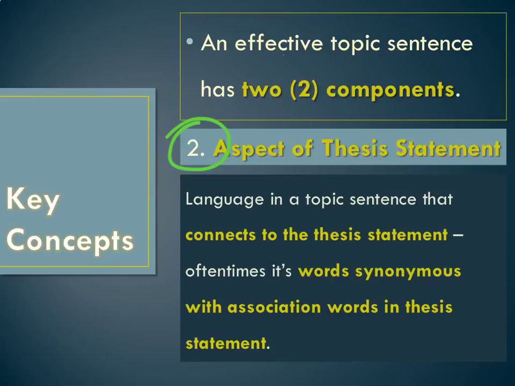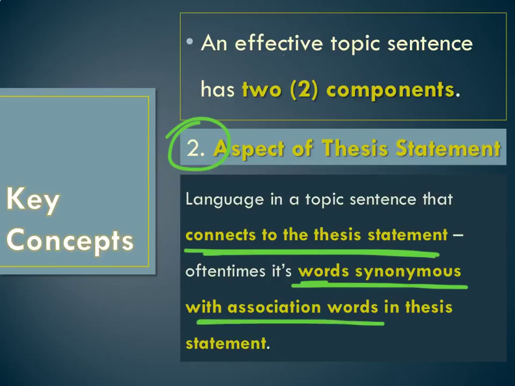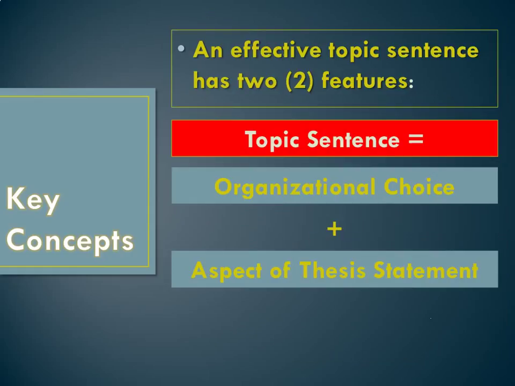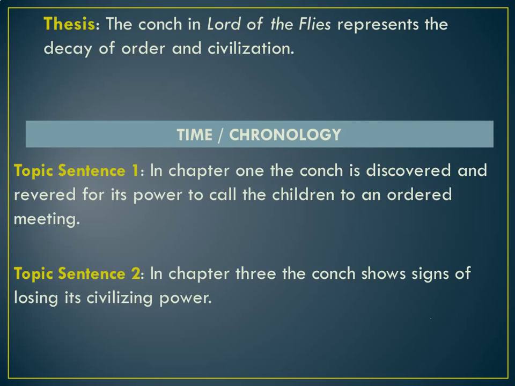And basically what this is, it's words in your topic sentence that you're using to really explicitly connect back to your thesis statement. In other words, it's oftentimes just words that are synonymous with the association words that you have in your claim, in your thesis statement. Topic sentence in the end has these two very important parts. So the formula for a very effective topic sentence then is an organizational choice plus an aspect of a thesis statement. So again, you have 7 ways that you can organize your topic sentences.